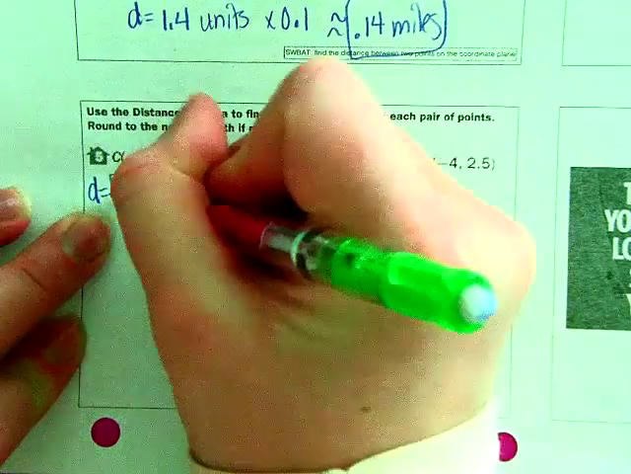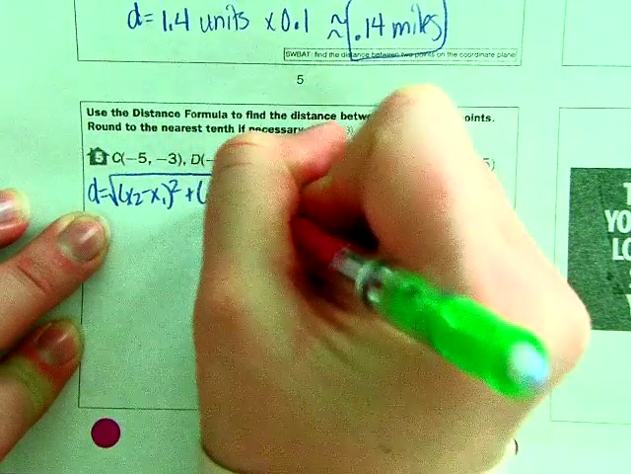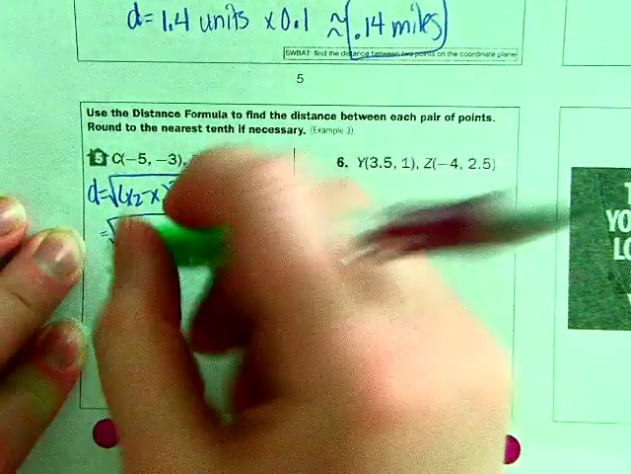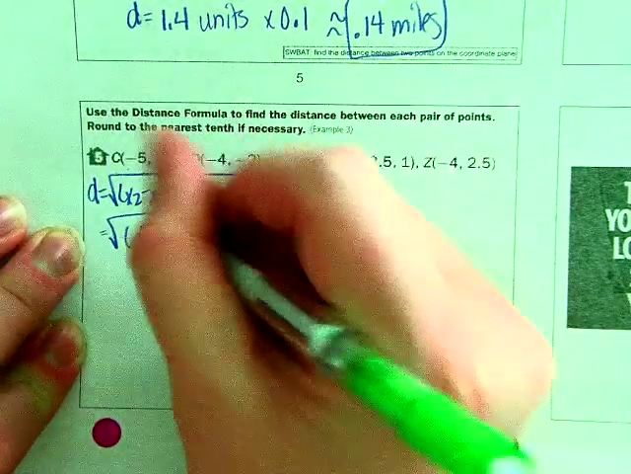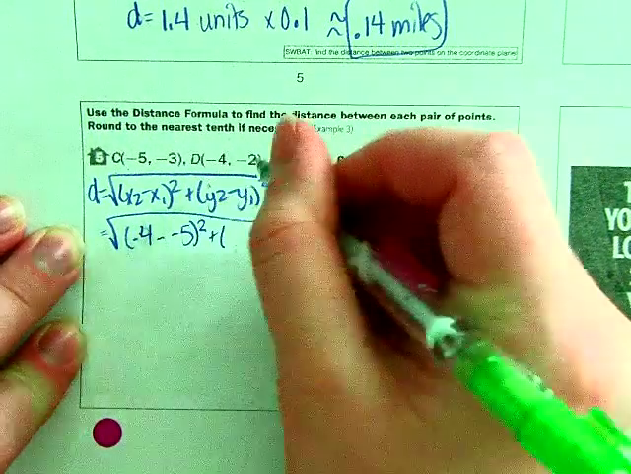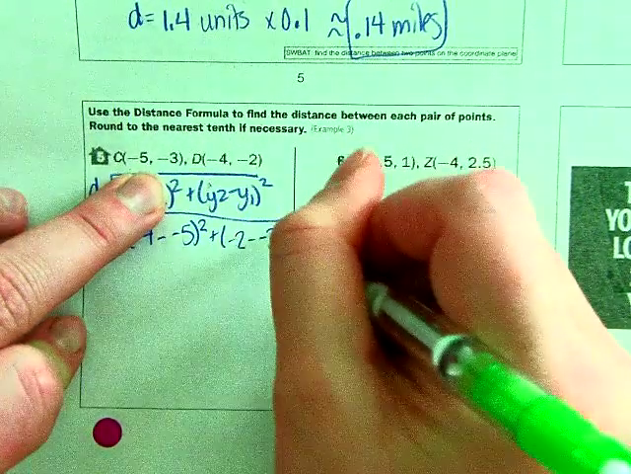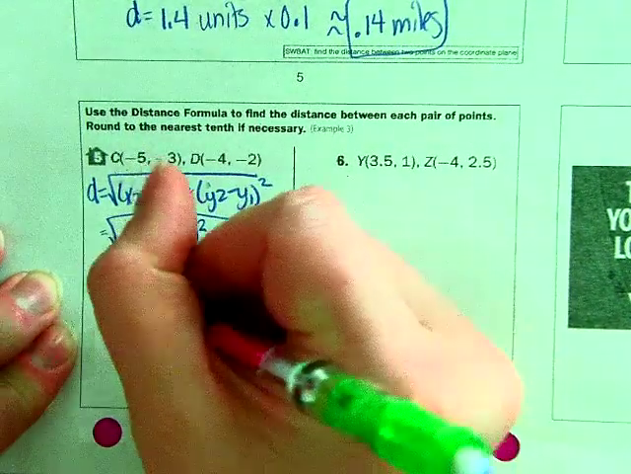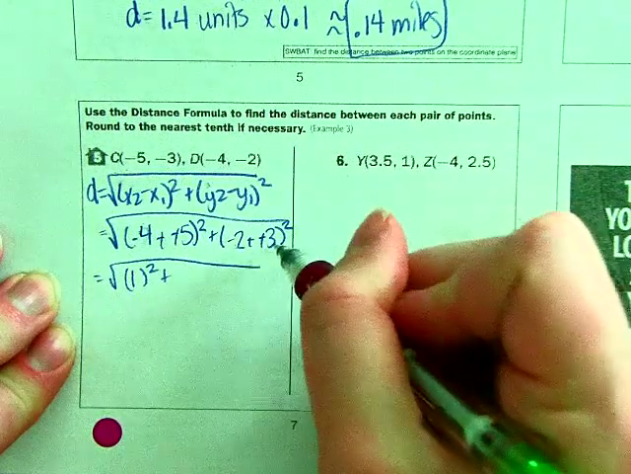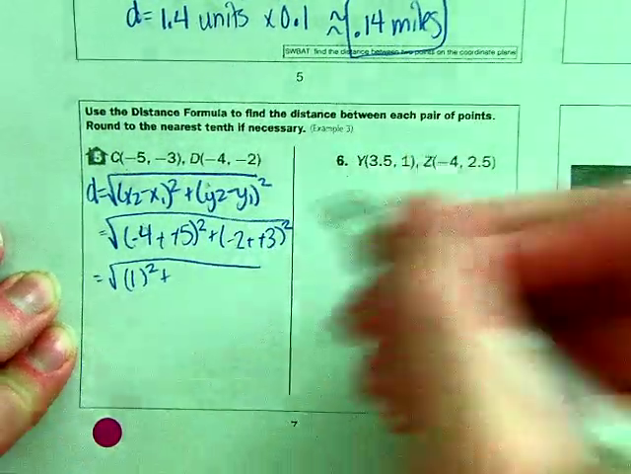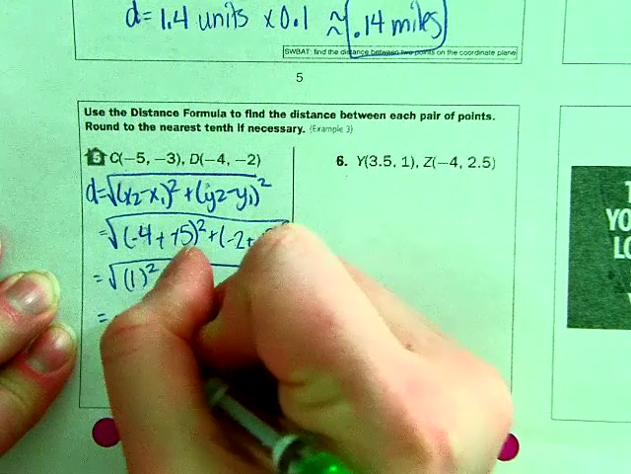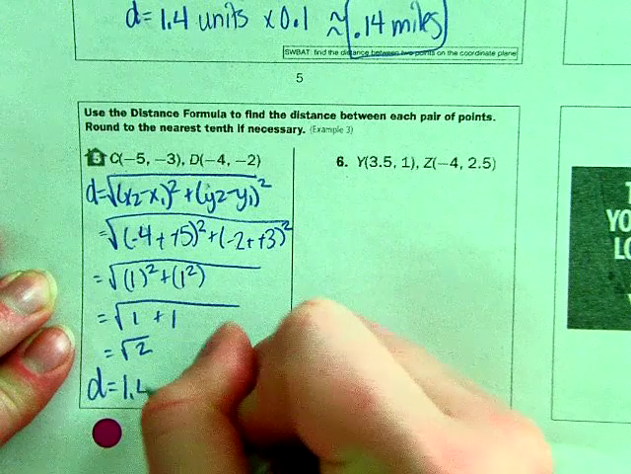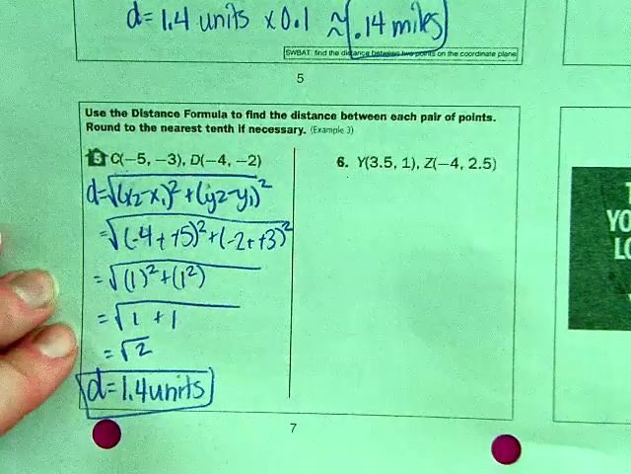D equals big square root of x2 minus x1 quantity squared plus y2 minus y1 quantity squared. Big square root, x2 is negative 4. Negative 4 minus negative 5 quantity squared plus negative 2 minus negative 3 quantity squared. These minuses become plus. So we actually have negative 4 plus 5, which is 1. So 1 squared plus 1 squared, equals the square root of 1 plus 1, square root of 2, which from the above problem is about 1.4 units. Same as slide 5.